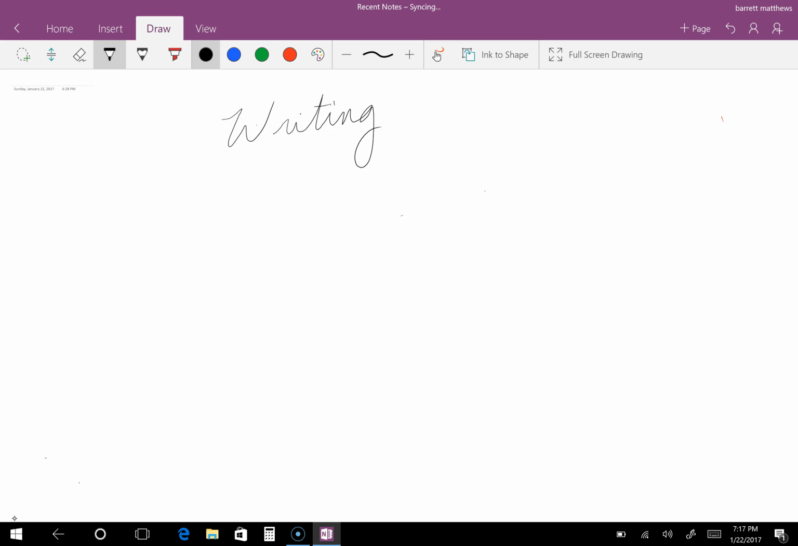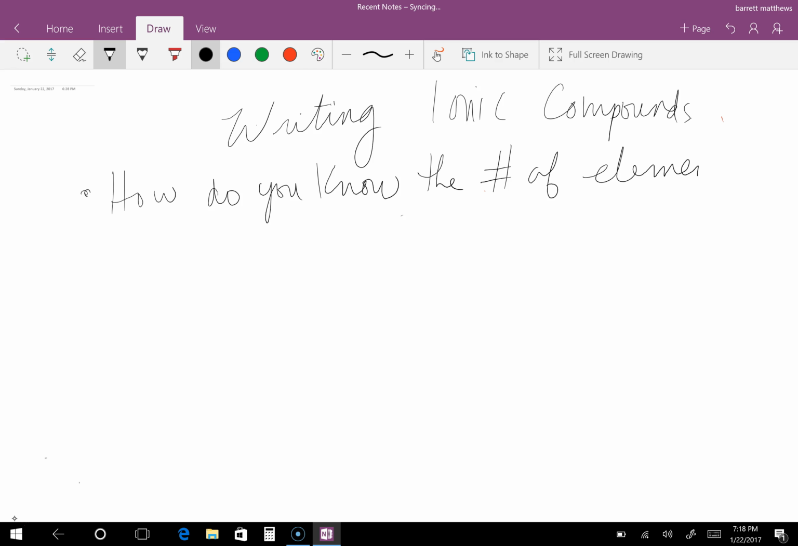So let's take a look at writing ionic compounds. So we want to see how can we write an ionic compound given a name. So how do we know how many of each element there are in any given ionic compound, especially if someone were to give us the name of the compound?